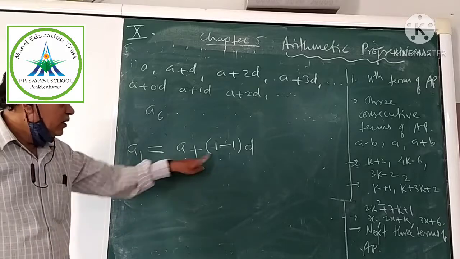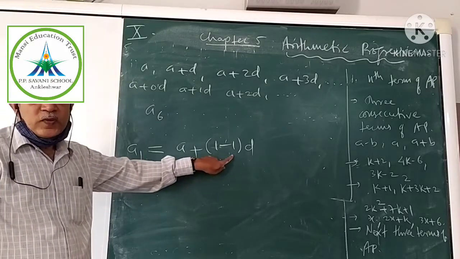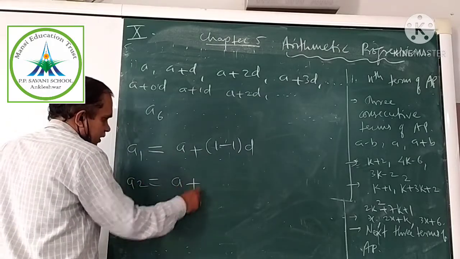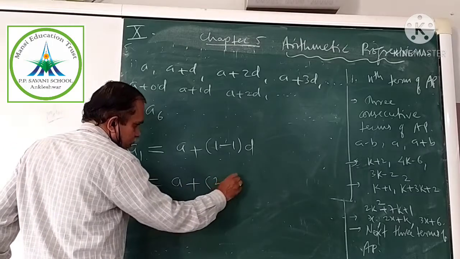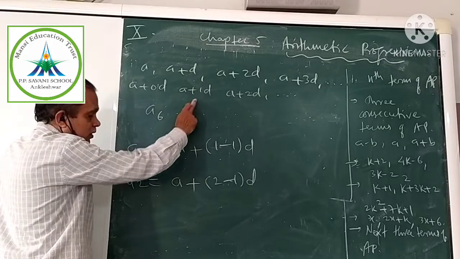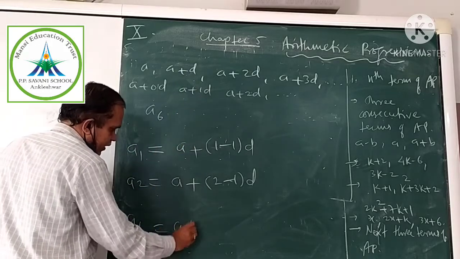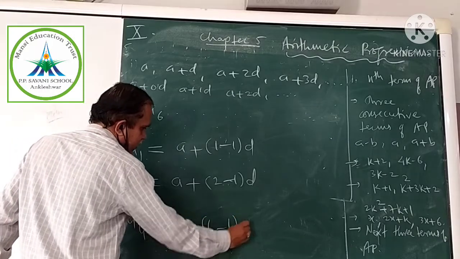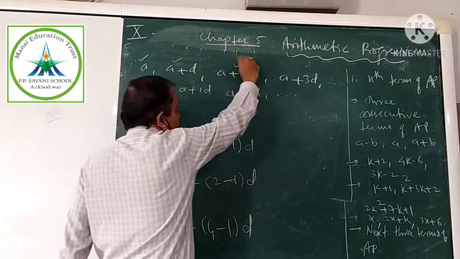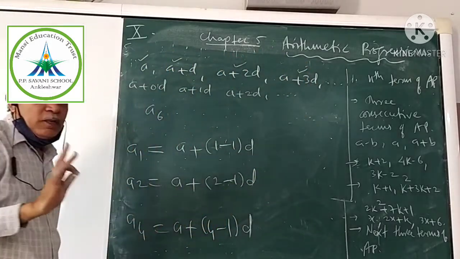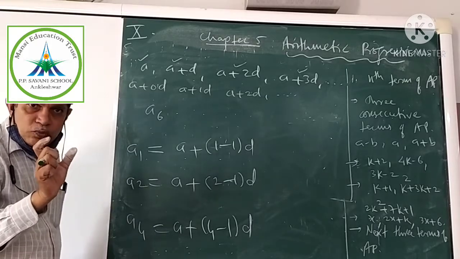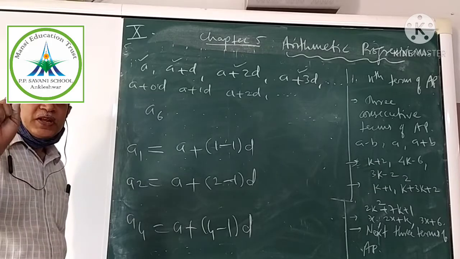1 minus 1, this is the first term: A plus (1 minus 1)D. If I take the second term, A plus (2 minus 1)D, that is A plus 1D. If I take the fourth term, A plus (4 minus 1)D, that's 4 minus 1, 3. This is the fourth term; see, first term, second term, third term, fourth term. From this pattern, students, you are understanding how the formula for any given term can be written.